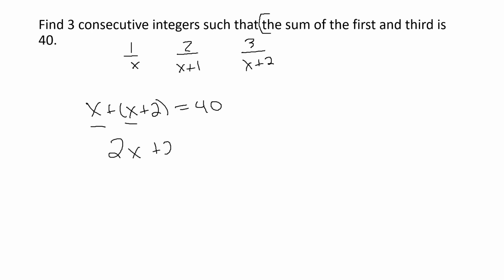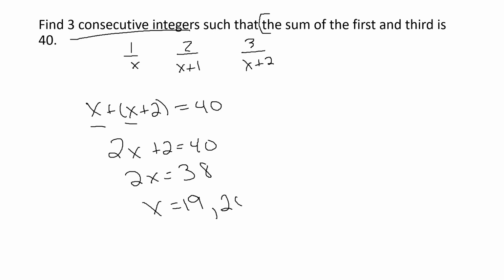So this is 2x plus 2 equals 40. Move that 2 over. 38 divided by 2 gives us x equals 19. And it wants 3 consecutive integers. So 19, 20, 21 will be your answer.